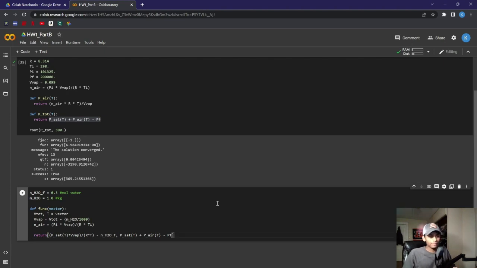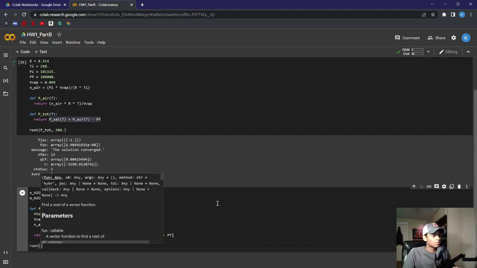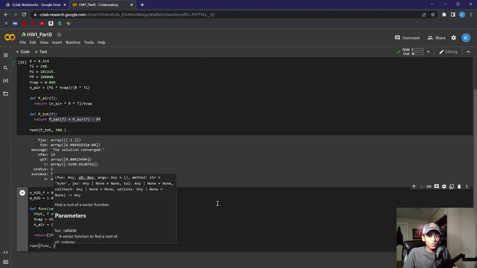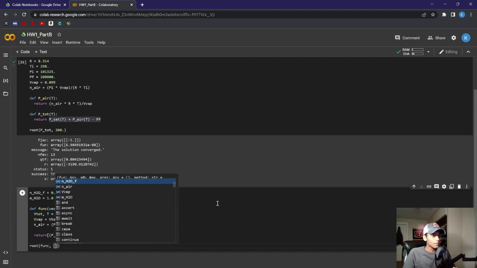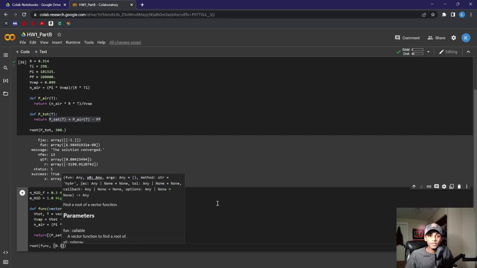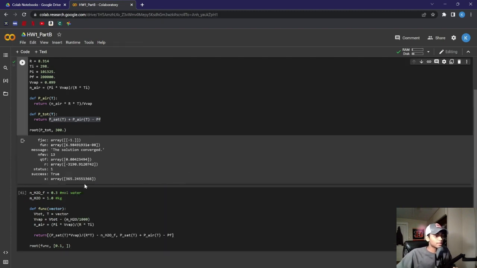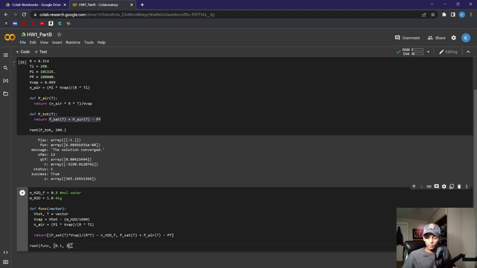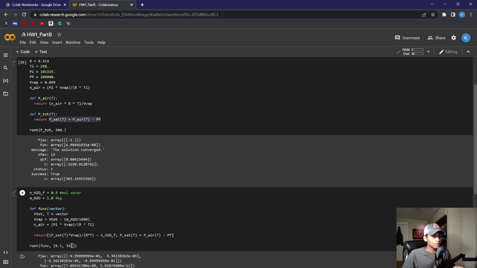Make sure not to take your bracket off. So now let's have our root function. We want to optimize func. And our guesses, since we have two unknowns, we want to make two guesses this time around, right? So let's create a list. Let's say our first guess, we're just going to guess what we did last time, which was 0.1. That was the volume of the container we had last time in the last problem. And we found out from last time that our optimization here for temperature is around 365. So let's plug that in, 365, and then shift enter, see if this runs.